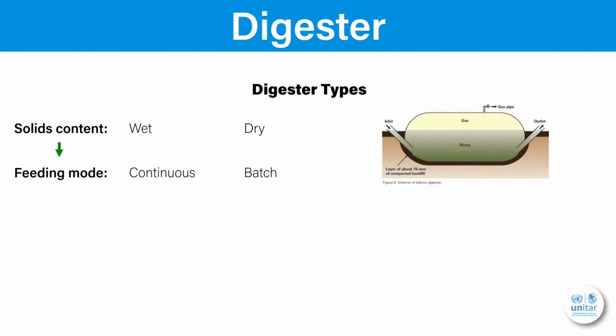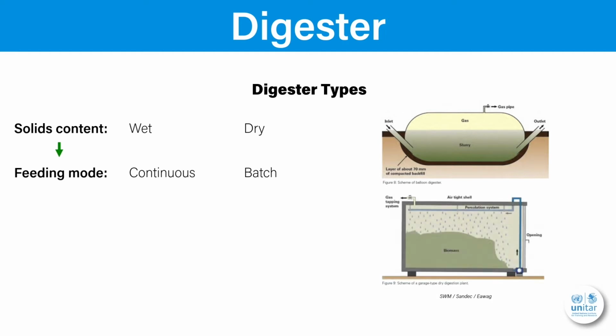In batch mode, we fully feed the digester once, close it, and let the AD process happen for a certain time. Once the AD process is completely done, we open the digester, take out all digestate, and start again. As an example, here is a container-like digester system, which is also a dry digestion system.